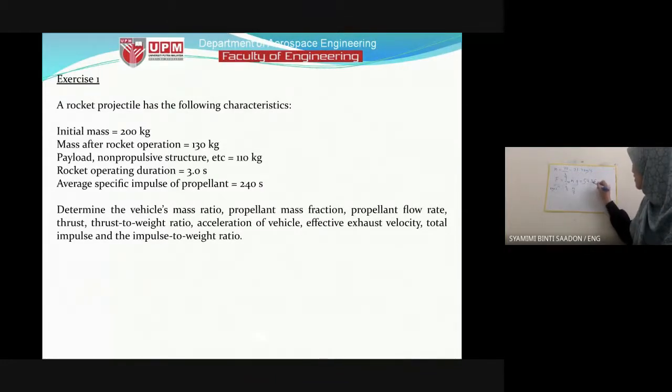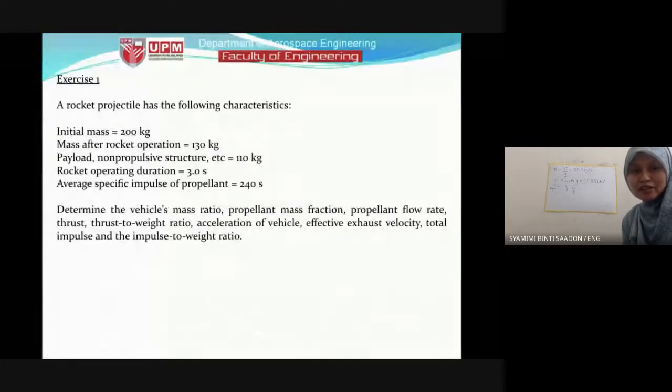54,085. I use kilonewton, it looks nicer. Okay, kilonewton, 54.85 kilonewton. So that is the thrust force of the rocket.